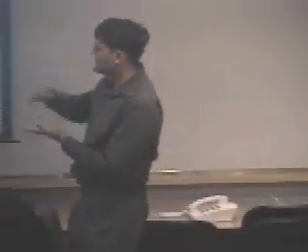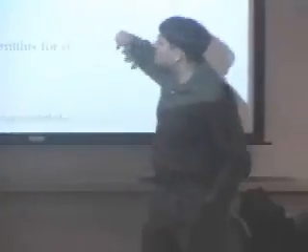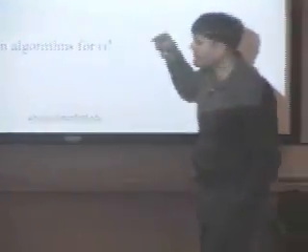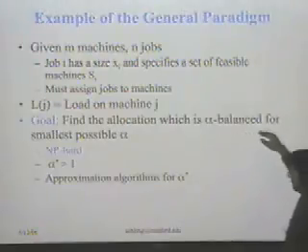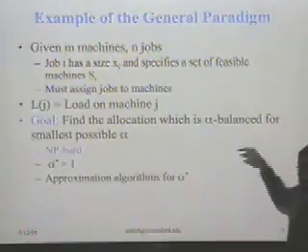So imagine you're given m machines and n jobs. Job i has a size xi and specifies a set of feasible machines Si. So the ith job has some size and can only go on a certain set of machines. Our goal is to assign these jobs to machines, and Lj is the load on machine j. Our goal is to find the allocation that is alpha balanced for the smallest possible alpha.